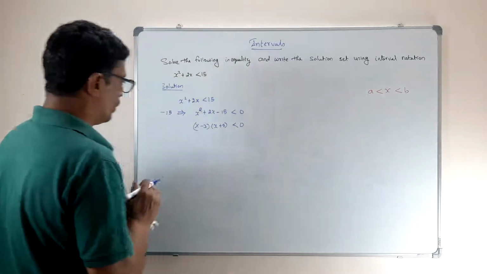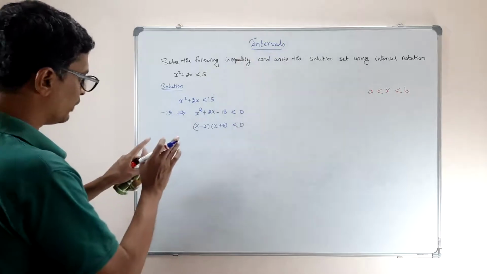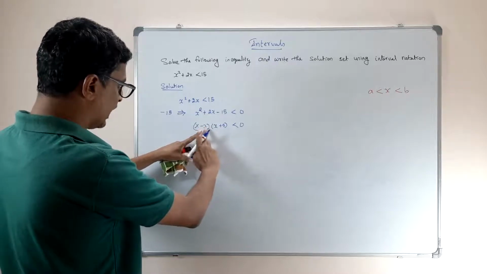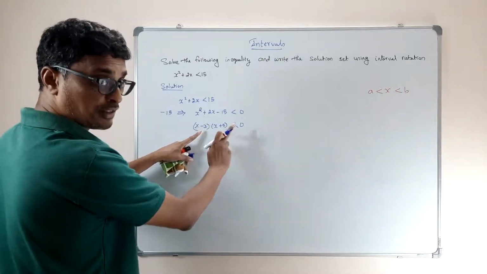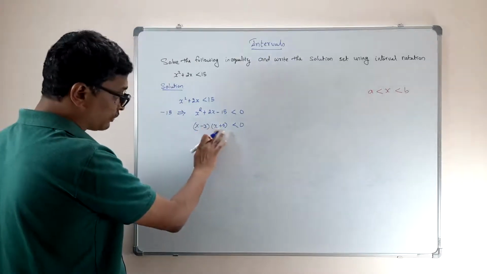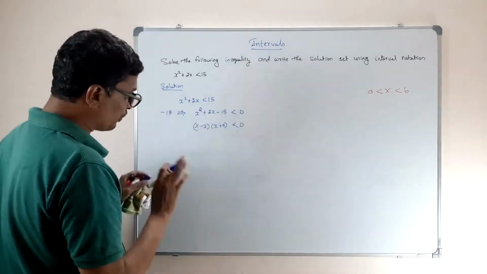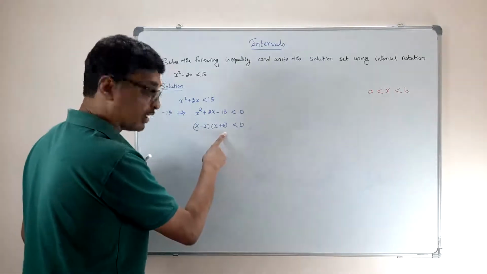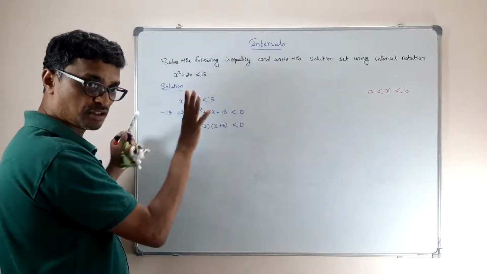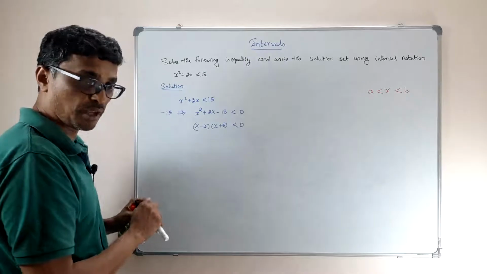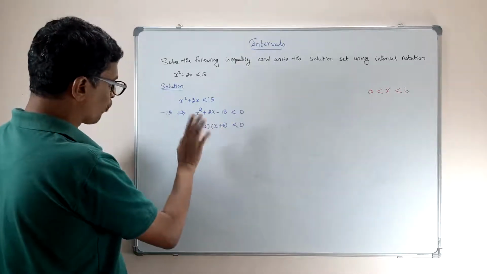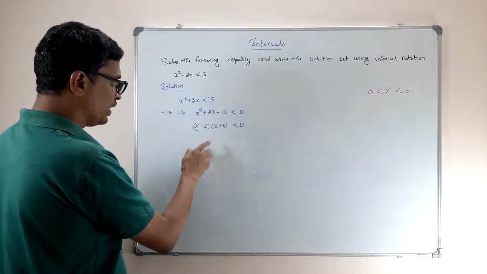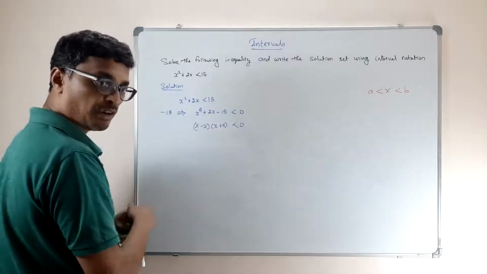Now x is quadratic, so there are two conditions. If the product is less than 0, this should be negative, which means either this is positive and that is negative, or this is negative and that is positive. So this gives you an idea to get the interval. The easiest way is to take it to 0. When x equals 3, it becomes 0, and when x equals minus 5, this becomes 0.